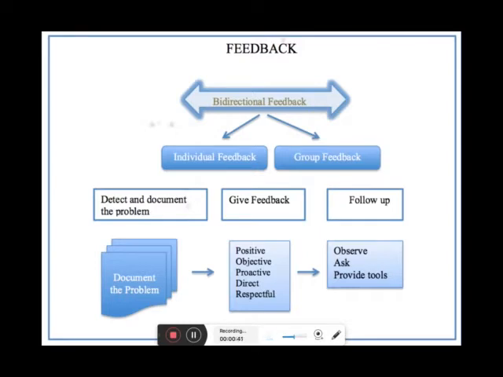Bidirectional feedback. It could be individual feedback or group feedback. And then we have the steps to provide feedback. First, you need to detect the problem and also to document the problem. Then you need to provide feedback. It should be positive, objective, proactive, direct, respectful. Then you need to do the follow-up, which is done by observing, asking questions, providing tools.